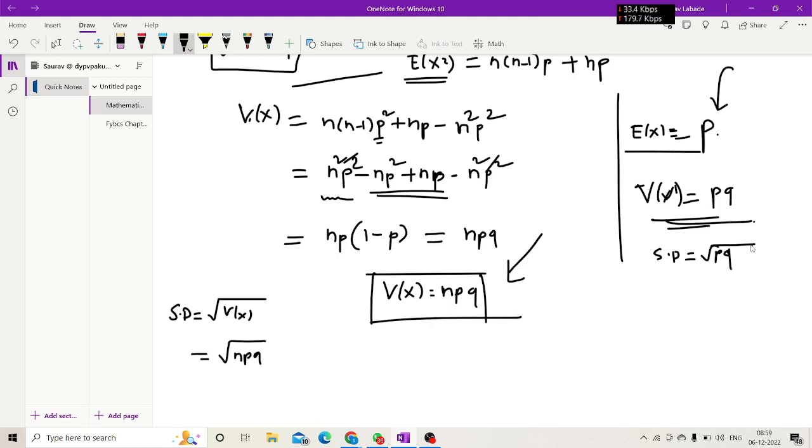Now I will just see what is remaining for the Bernoulli distribution. Yes, that's all. I think expectation and variance were the only terms for the Bernoulli distribution.